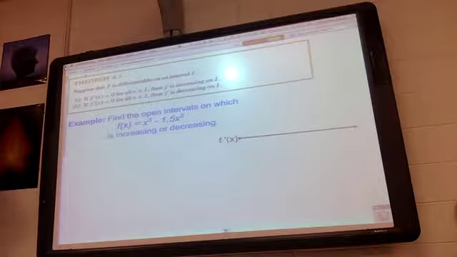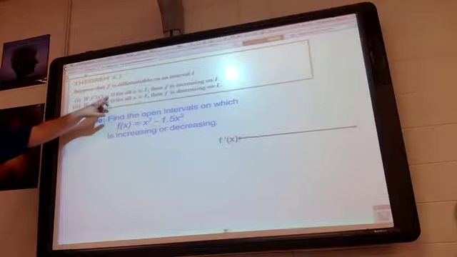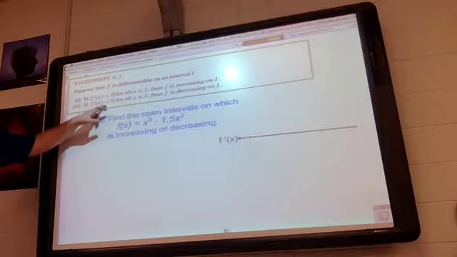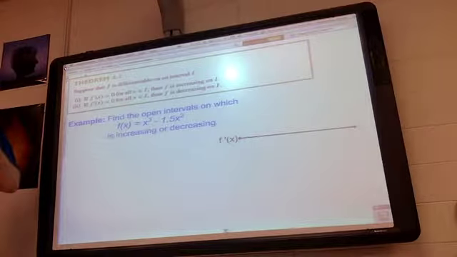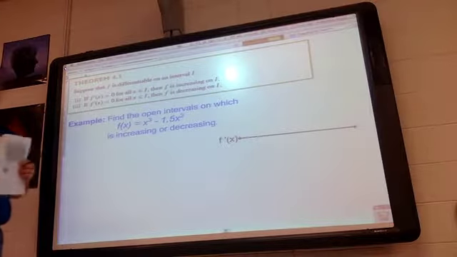If a function is differentiable on an interval, then what this says is if the derivative is bigger than 0, the function is increasing. If the derivative is less than 0 for everything in that interval, the function is decreasing. So derivative is positive, that means slopes are going like this, so it's increasing. Derivative is negative, slopes are decreasing.